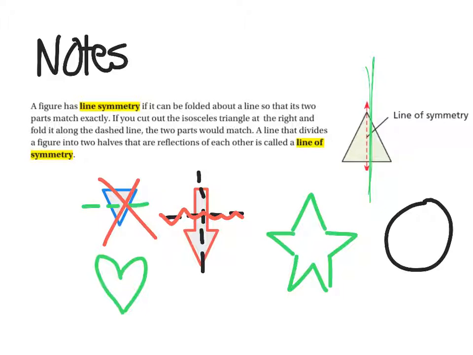On the heart, we could go this way. We could not go across this way, though. That wouldn't work. The star, we could go if we went straight through the top. And if it was perfect, I drew the star, so it's not perfect. And then the circle, you can cut that any line. It would be a perfect line of symmetry if it was a perfect circle.